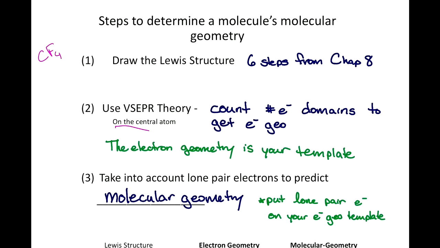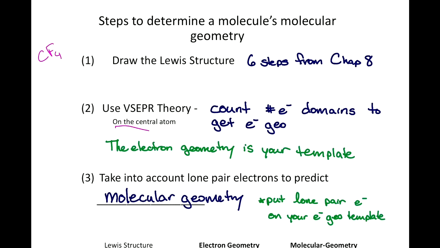And then the last step is, okay, now consider where are the lone pairs. So put those lone pairs on your electron geometry template, then cover up those lone pairs and ask yourself what shape is left over. That is your molecular geometry, all right? So you take account of lone pairs.